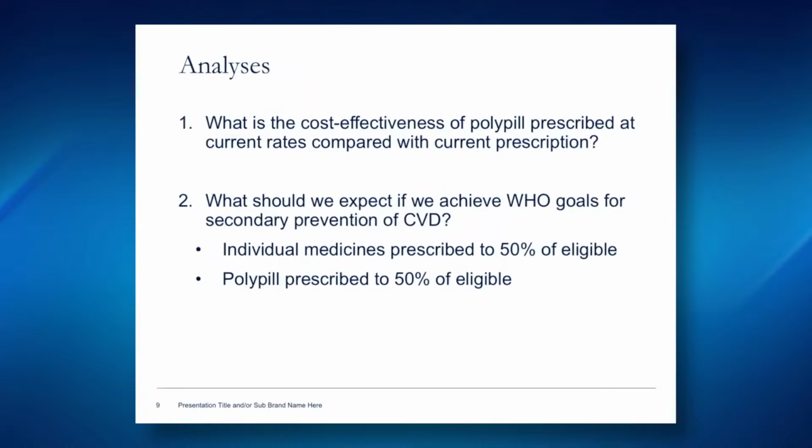The second question that we asked was a different question and less about cost effectiveness and more about what we could expect if we try to achieve the WHO goals. So if we could prescribe all of these individual medications to 50% of the eligible population, what would we see in terms of reductions in mortality and reductions in DALYs? What if we did that with the polypill instead? Would we expect greater reductions in DALYs, and if so, how much greater?